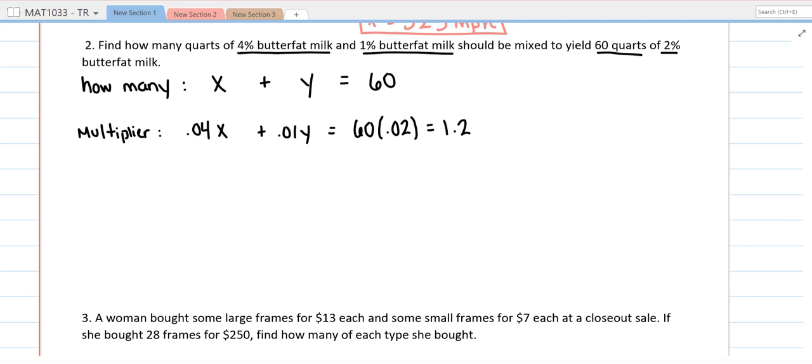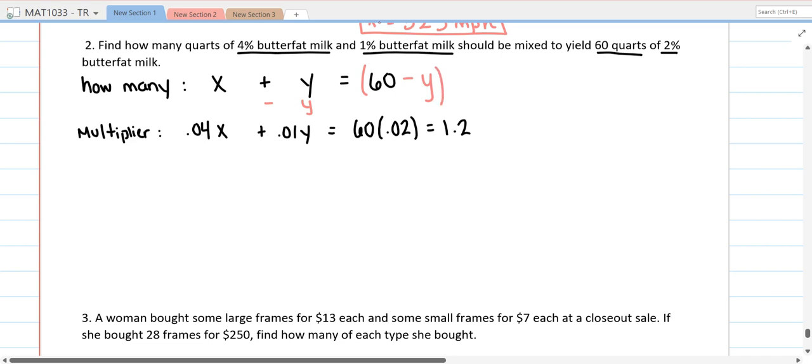Now this one, you could do elimination, but this one probably would serve you better to do substitution. So let's do substitution here, and we solve for X. So we subtract Y over here, and we get X equals 60 minus Y. We plug that in for X right here, so these Y's are gone.